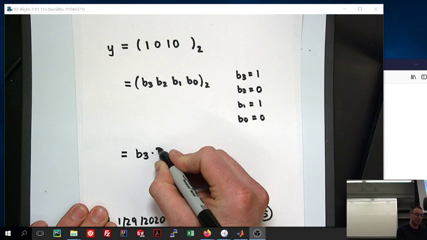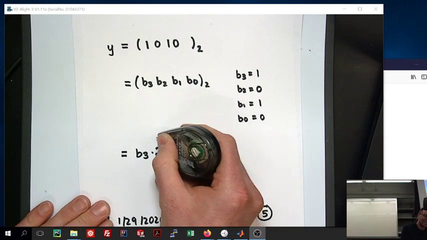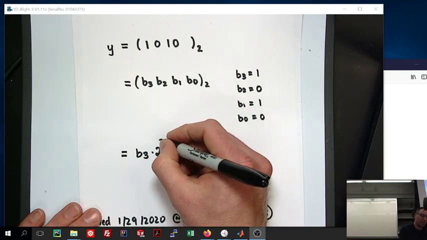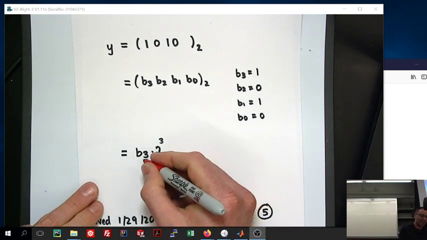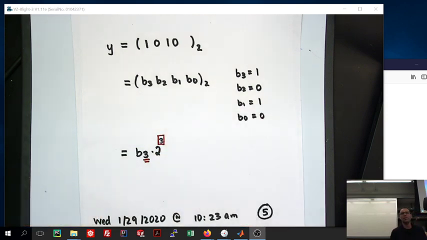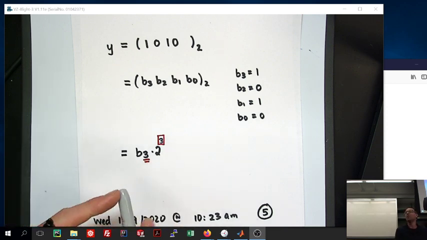B3 times 2 to the 3. This is the really, really special thing about indexing our binary digits with the position value and not the digit number, right? That this index, the position value index, matches identically what? The power on the base. This will change as the quarter goes on.